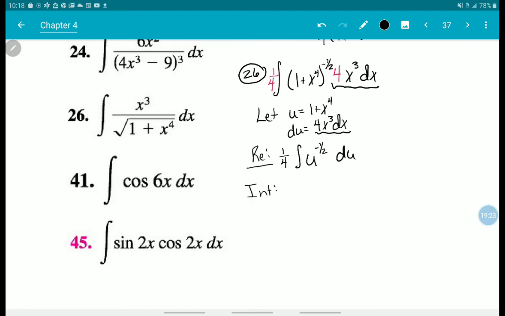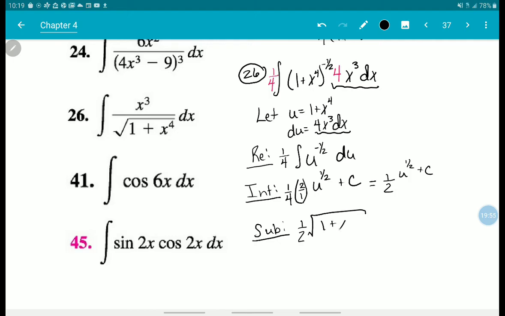If we integrate, we have 1/4 u to the positive 1/2. If we divide by 1/2, that's the same thing as multiplying by 2 over 1, plus c. And that becomes a 1/2 u to the 1/2 plus c. So then if we sub back in, we have 1/2 times the square root of 1 plus x to the 4th, plus c.